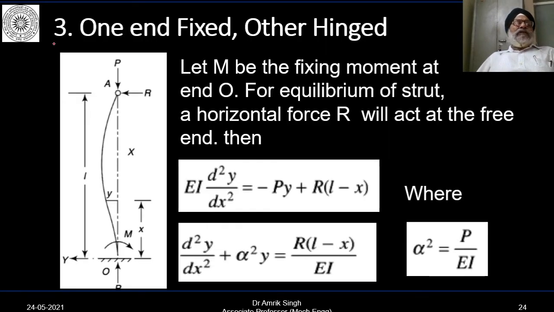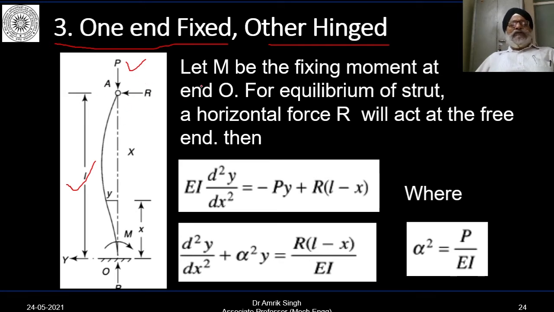Now the third case is when one end is fixed and another is hinged. So P is the load we have taken, and because of this there will be a moment. L is the length of the column which is given. So it will bend like this. To balance this, there will be a reaction R over here.